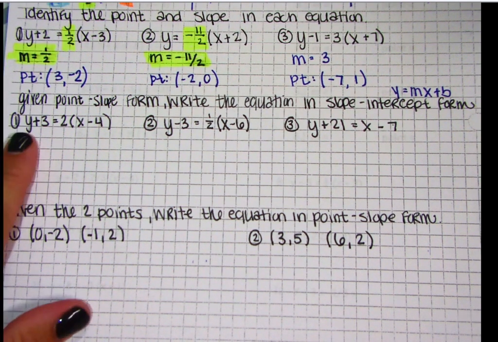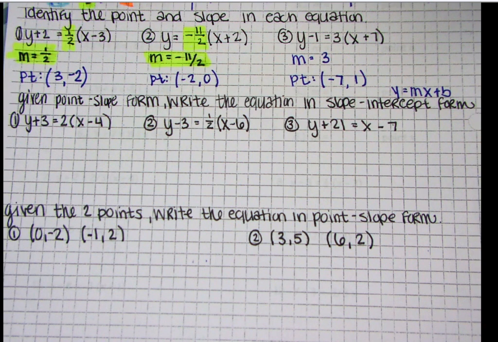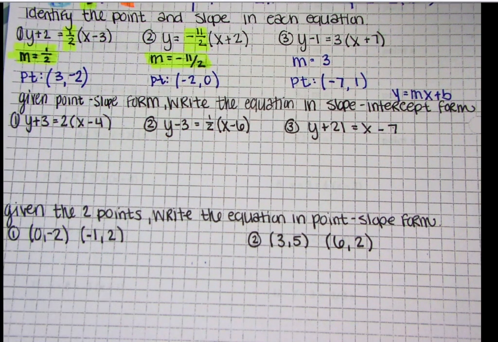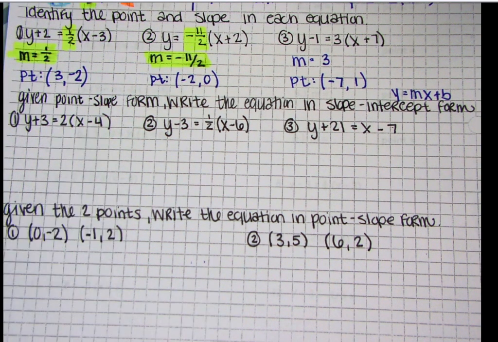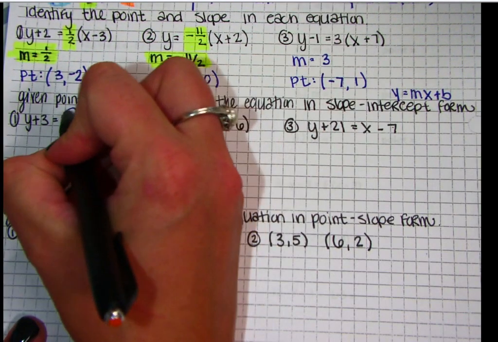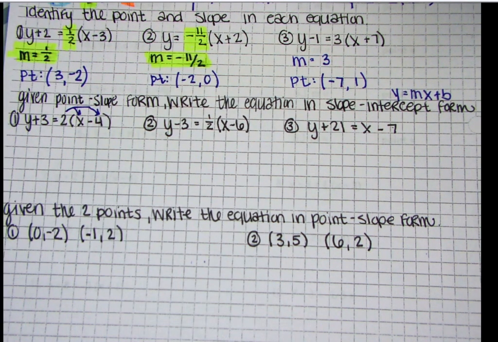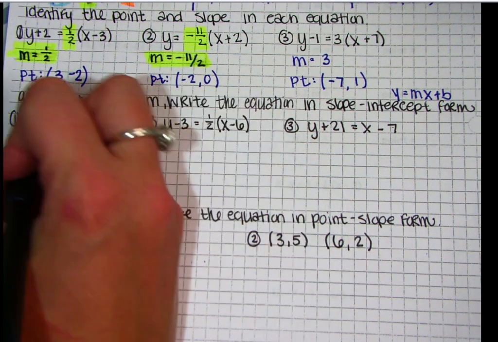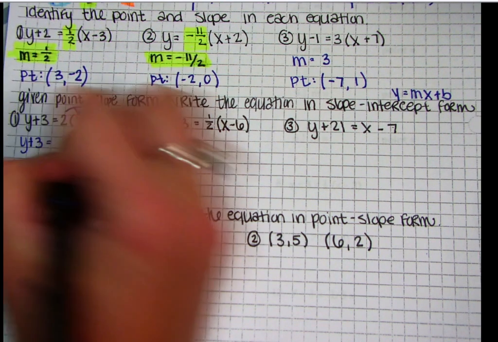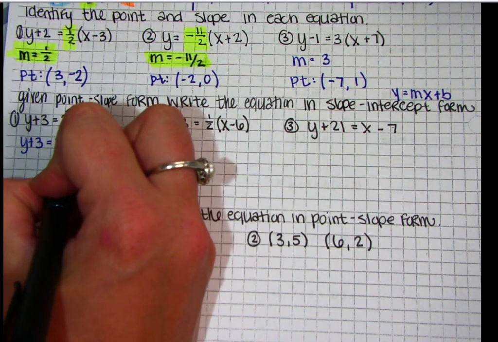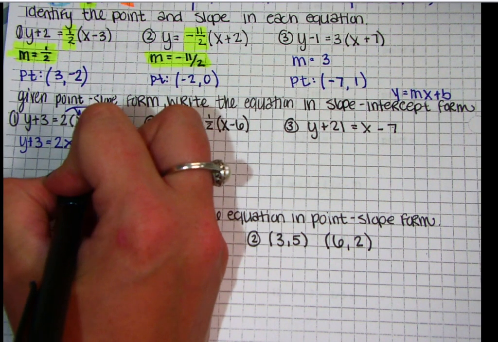So on this first problem, y plus 3 equals 2 parentheses x minus 4. What should we do first? Our goal is to solve for y. What should we do first? We want to get y by itself. Yes, I would distribute. Good job. So what we're going to do is multiply inside of our parentheses to get those parentheses gone. We want them to disappear. So we have y plus 3 equals 2 times x, which is 2x. 2 times -4 is -8.